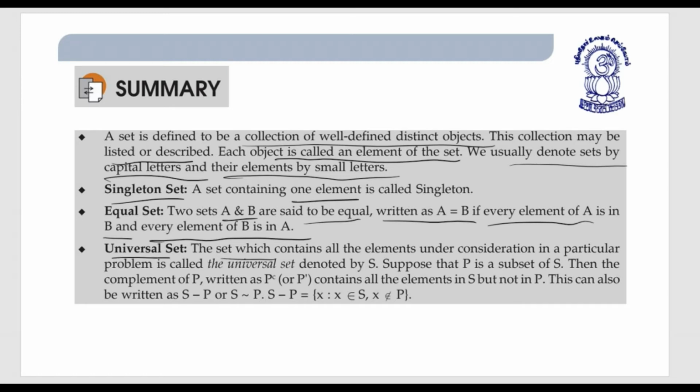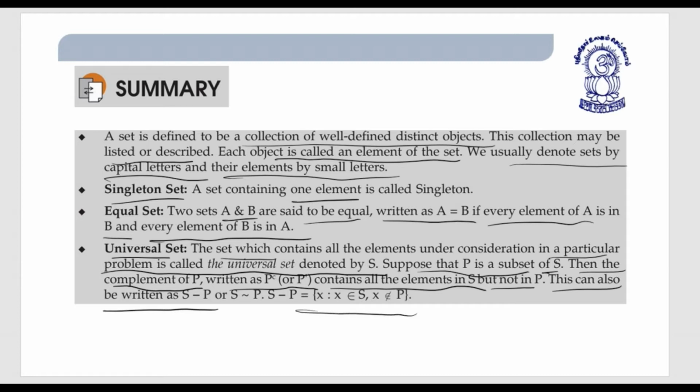Universal set. The set which contains all the elements under consideration in a particular problem is called the universal set, denoted by S. Suppose that P is a subset of S, then the complement of P, written as P complement or P dash, contains all the elements in S but not in P. This can also be written as S minus P, the set of x such that x belongs to S and x does not belong to P.